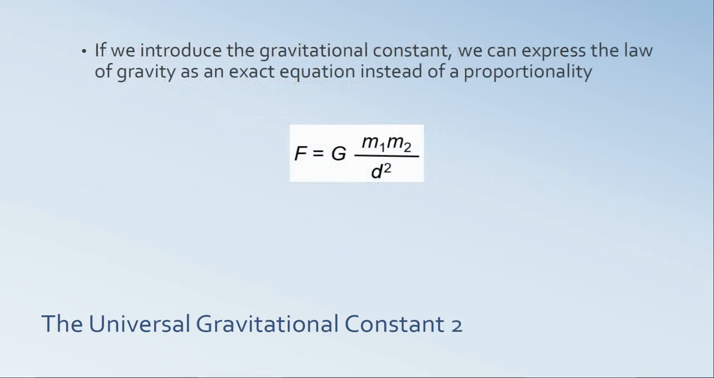So if we introduce the gravitational constant, now we can actually express that law of gravity as an exact equation instead of a proportionality, which was how we did it before. So now instead of F tilde sign meaning proportional to our two masses divided by our distance squared, we can say our force of gravity is equal to our gravitational constant times our two masses divided by the distance squared.